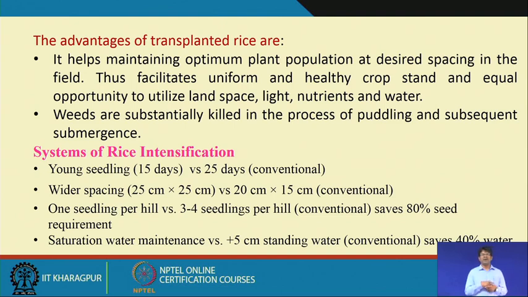Having 1 seedling or 2 seedling per hill, that has a more number of pillar formations as compared to the conventional practice, where you are using 3 to 4 seedlings per hill, and the spacing is narrow, around 20 to 15 centimeter. So, that way the SRI system, the system of rice intensification, has better yield as compared to the conventional practice.